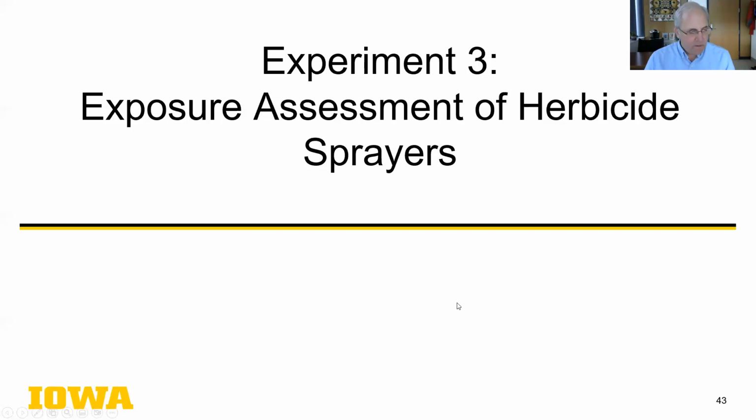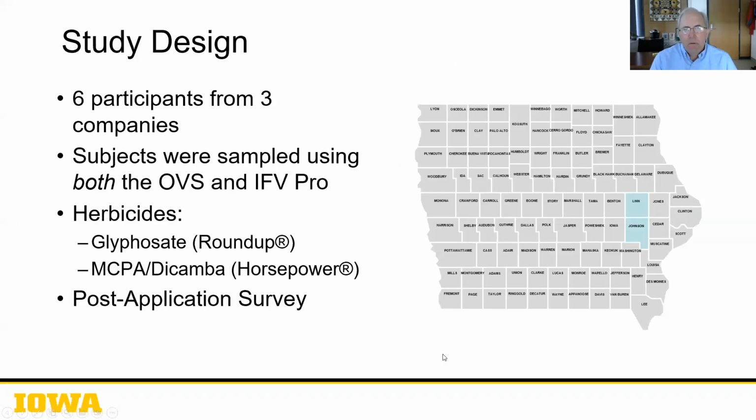Now, wrapping up here, I'll talk about experiment 3. This is where Spencer took over recently, looking at herbicide sprayers themselves. He was able to find 6 participants from 3 different companies. Companies is used loosely here. Some of them were kind of governmental organizations and that sort of thing. It's very difficult to find independent operators willing to participate, as you can imagine. But subjects were sampled using both the OVS and the IFV Pro.